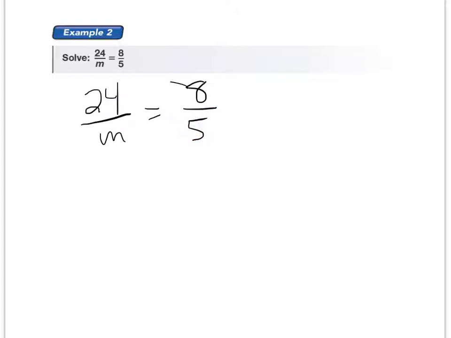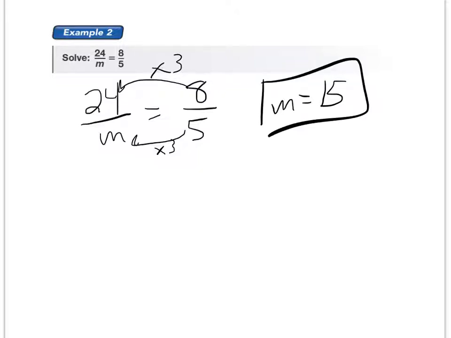Well, I know if I go from 8 to 24, I've got to multiply by 3. Which means I should do the same thing to the bottom one. I should multiply it by 3. So m equals 5 times 3. That's 15. And that was a horizontal relationship. Okay, we can multiply the top and the bottom by 3, by the same number.